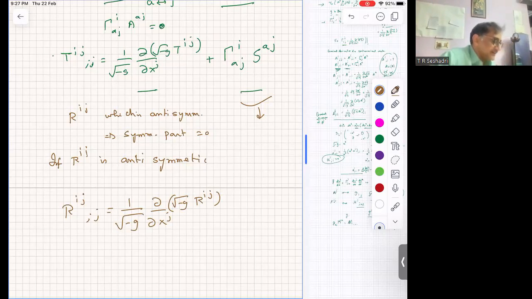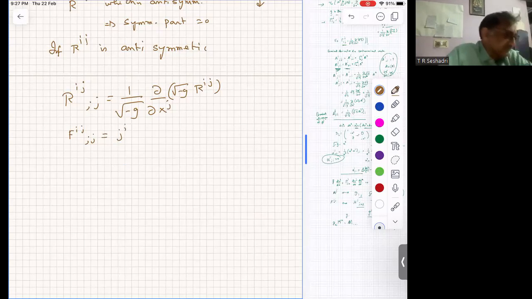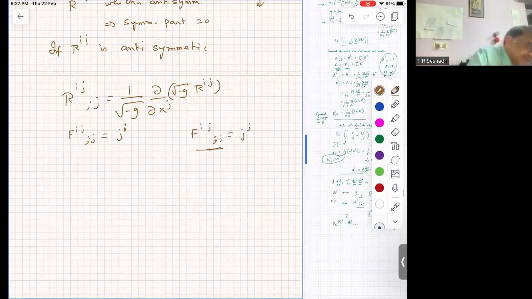This was the reason I made the whole detour of electrodynamics. You know that Maxwell's equations in curved spacetime are this, some 4 pi, whatever. We had derived this. In flat spacetime, it is Fij comma j is equal to jj. This is a tensor equation, so this equation remains the same in any system. So this is the general equation in curved spacetime.